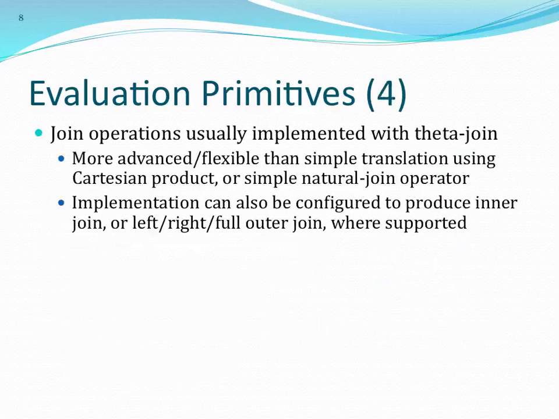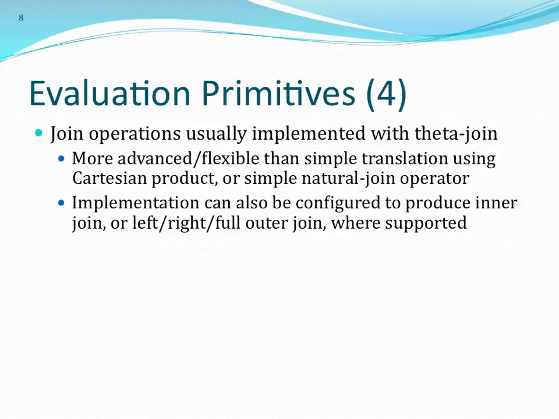So frequently what we do is we implement this theta join plan node that can do a whole bunch of different things for us. You can configure it to do inner joins. You can configure it to do left outer joins if the implementation actually supports it. All of the different implementations of join that we talk about support left outer join really easily. Right outer join? Well, how do we do that? We'll talk about that in a couple of lectures.